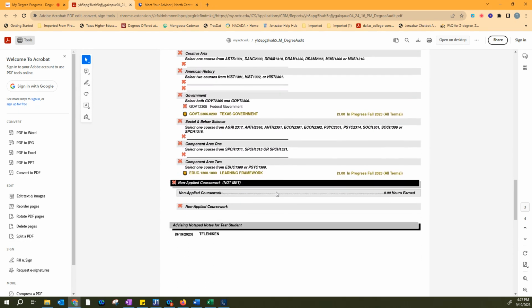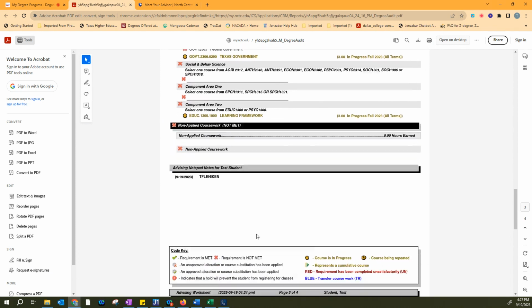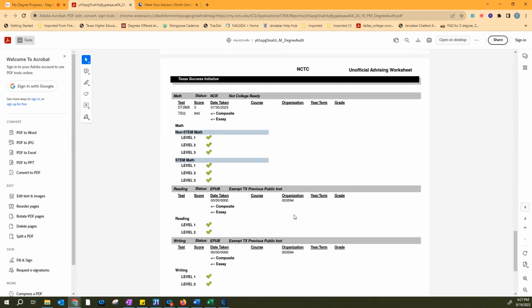In addition to the core, you also have non-applied coursework. This is where you would see any classes that are not part of the core or part of your major, or courses that you maybe failed or withdrew from that would show up under this non-applied area. And then the TSI section lets you know if you have any exemptions for TSI or if you're required to take any courses based on your placement test scores. And your advisor can always help you with choosing the correct math or English or reading courses you would need based on your placement level and what you're eligible for.